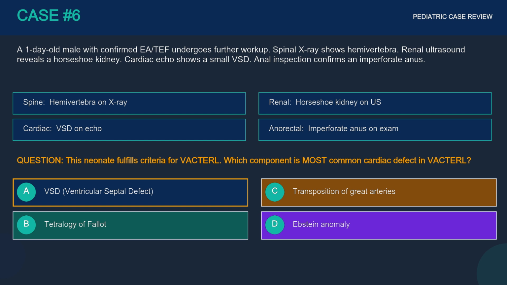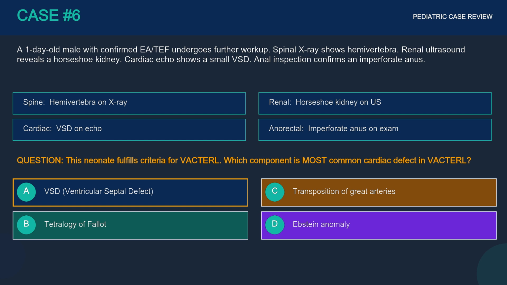Case 6. A 1-day-old male with confirmed esophageal atresia and tracheoesophageal fistula undergoes further workup. Spinal X-ray shows a hemivertebra. Renal ultrasound reveals a horseshoe kidney. Cardiac echo shows a small ventricular septal defect. Anal inspection confirms an imperforate anus. This neonate fulfills criteria for VACTERL association. The question is, which component is the most common cardiac defect seen in VACTERL association?